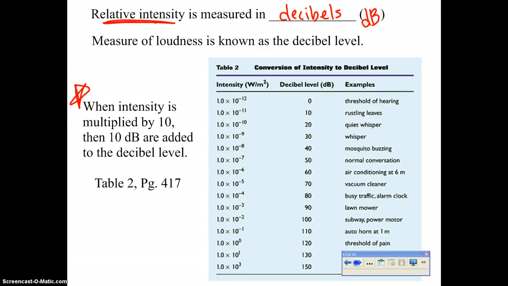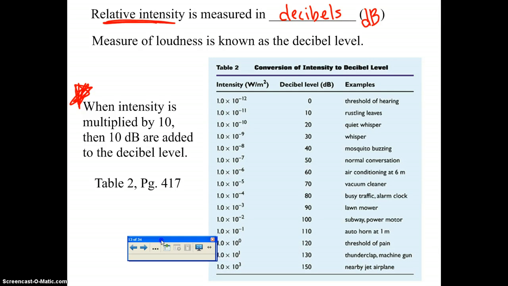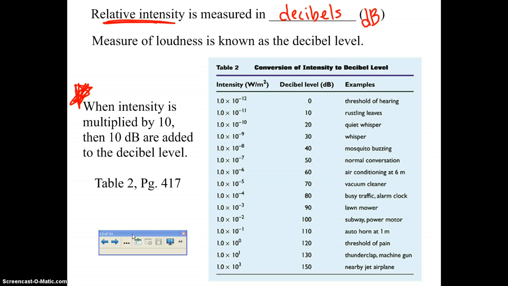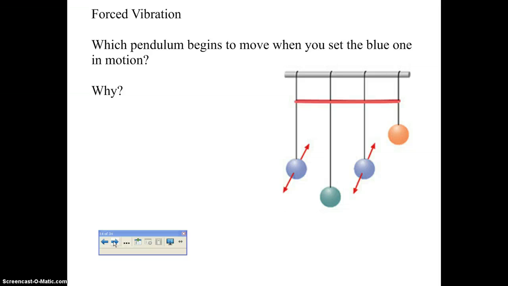Here's the thing you need to concentrate on. When intensity is multiplied by 10, then 10 decibels are added to the decibel level. This picture was taken from Table 2 on page 417 in your Holt book. Please look at the relative decibels of some of these different values. You'll need to refer back to this, so please make sure you are aware that Table 2 on page 417 is something you'll need to look at again.